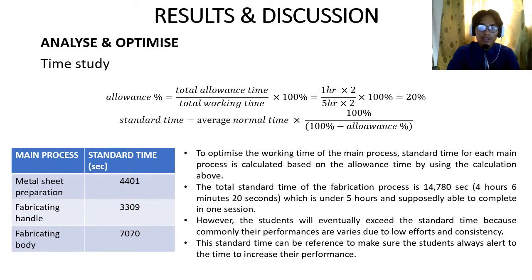Then, to optimize the working time of the main process, standard time is calculated based on allowance time by using the calculation above. The allowance time is allocated as 1 hour for each session for the student to chat with friends, go to the toilet, and ask the lab assistant. This table shows the standard time for each main process. The total standard time for the fabrication project is 14,780 seconds, which is equal to 4 hours 6 minutes and 20 seconds, which is under 5 hours and supposedly able to be completed in one session.